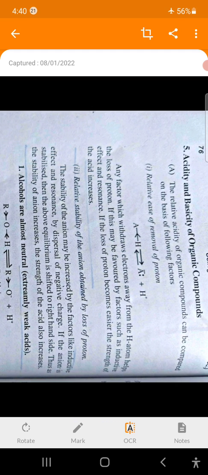The first effect is acidity and basicity of organic compounds. First of all, we explain the acidity of organic molecules, organic acids, and the basic nature of organic bases on the basis of the electronic effects. Thank you. We discuss this point during the next lecture.